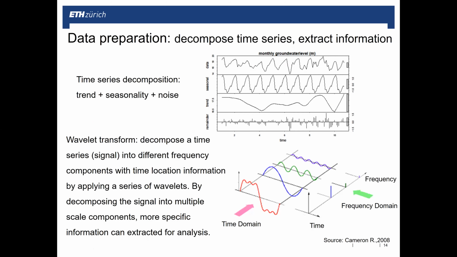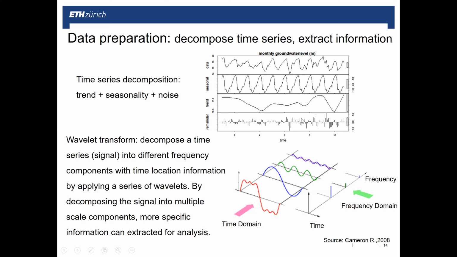Here I will mention the data preparation. That means we need to extract useful information that is good for the forecast, here good for the groundwater level forecast. There are two different ways. First is the traditional time series decomposition. It will decompose the original groundwater level time series into the seasonality and the trend part, and finally the noisy part.